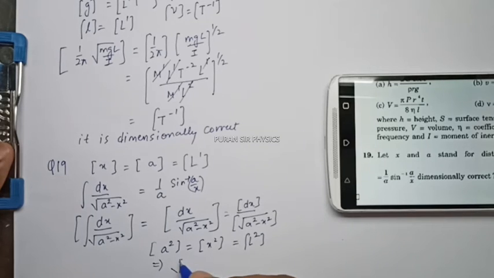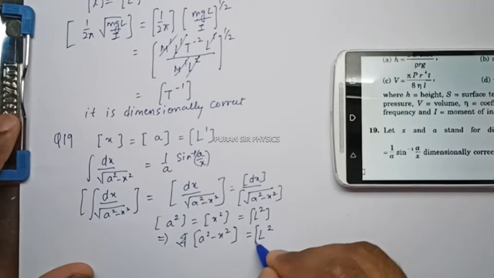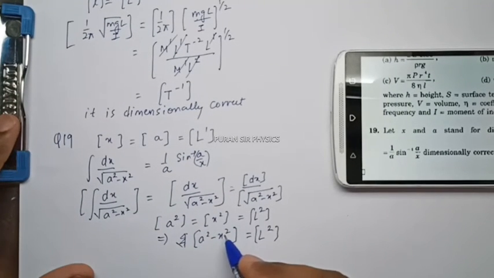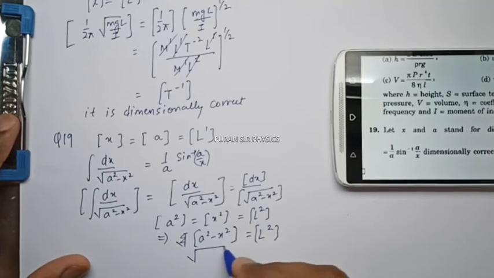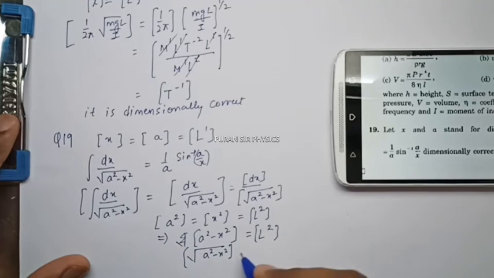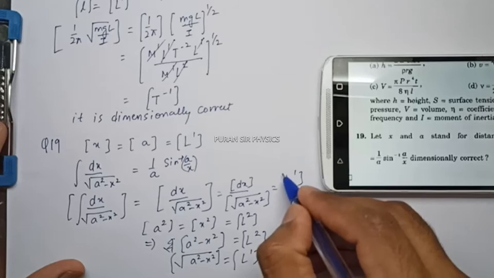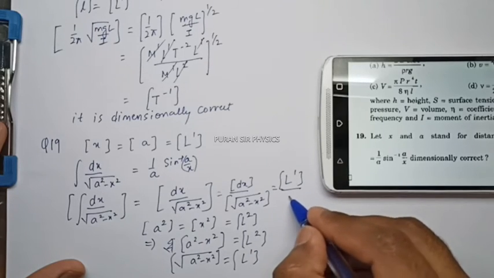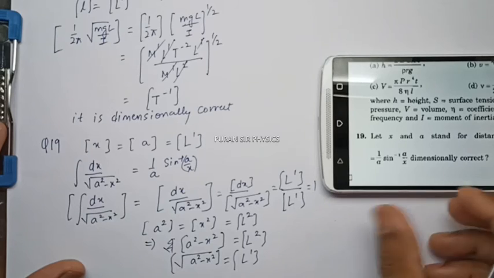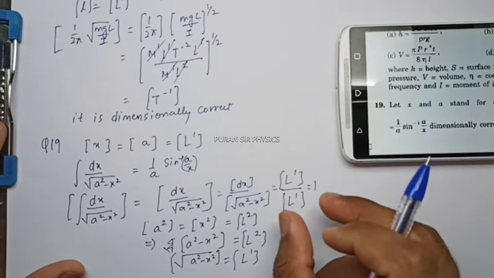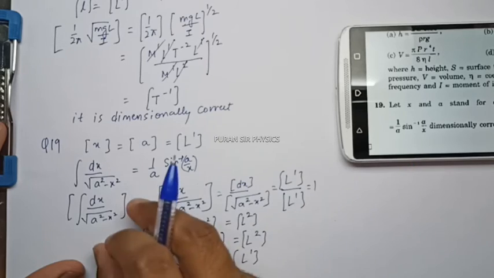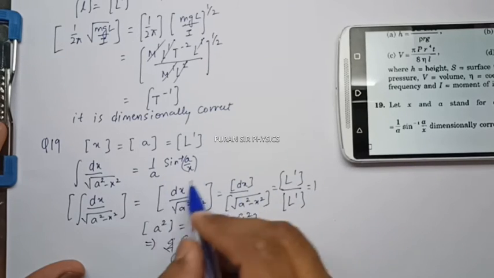Okay, so it implies a square minus x square has a dimension of l square. ठीक है, अगर a square की डायमेंशन l square है, x square की डायमेंशन l square है, तो उनके डिफरेंस की डायमेंशन भी l square होगी. And the square root of a square minus x square will have the dimension of square root of l square. तो इसको हम लिख सकते हैं dimension of length upon this is dimension of length, so it comes out to be 1. So the left hand side is dimensionless, so the left hand side does not have any dimension. Let us see the right hand side.